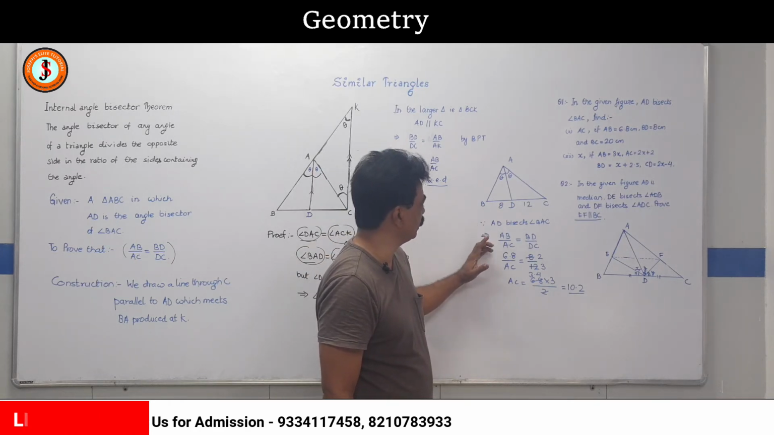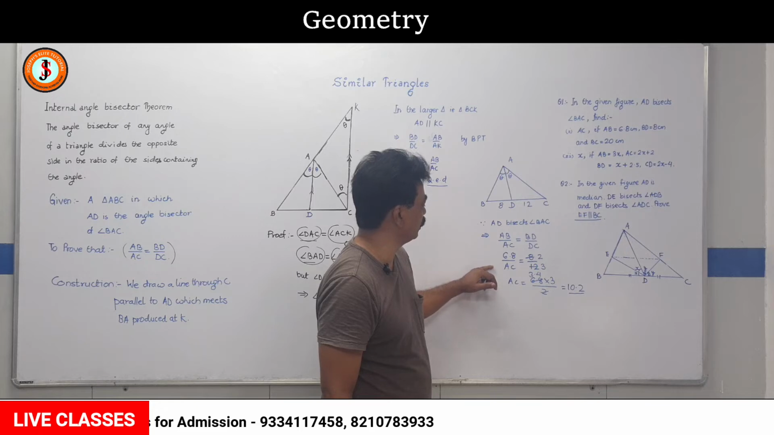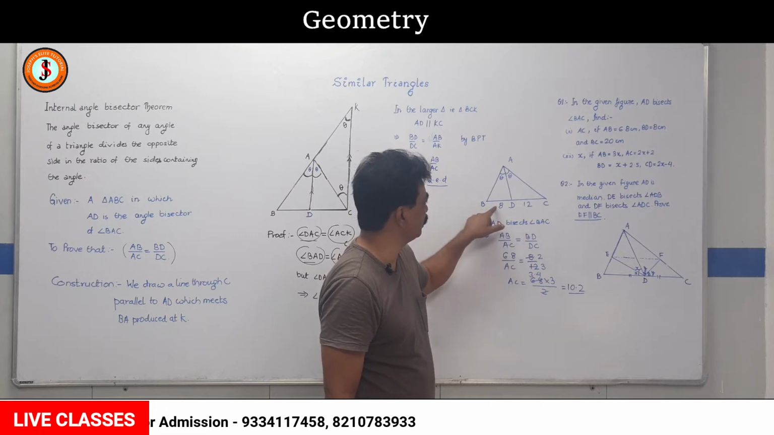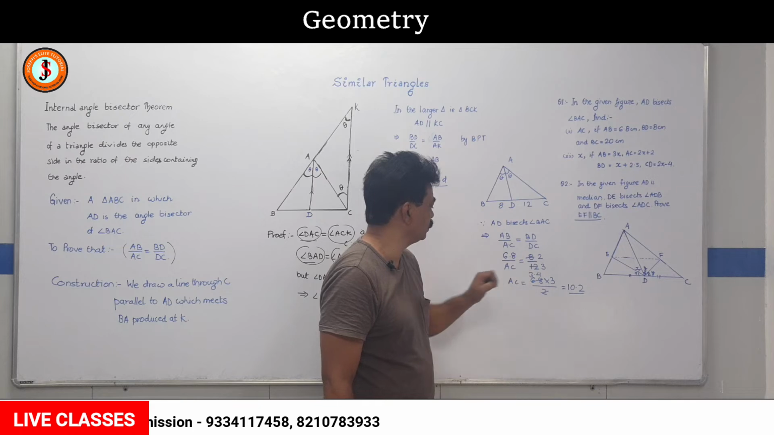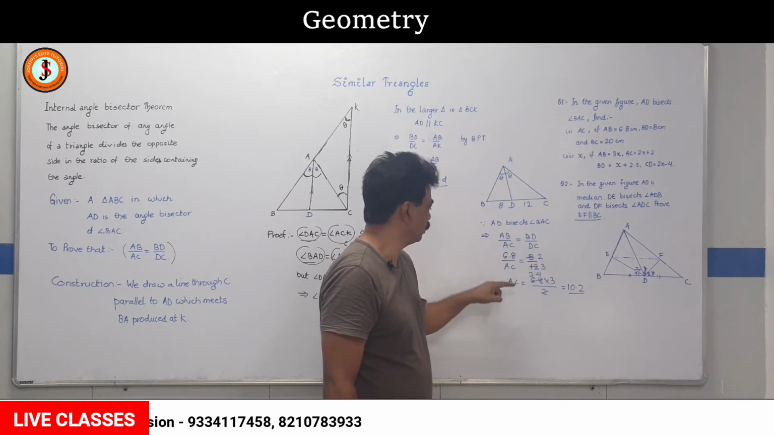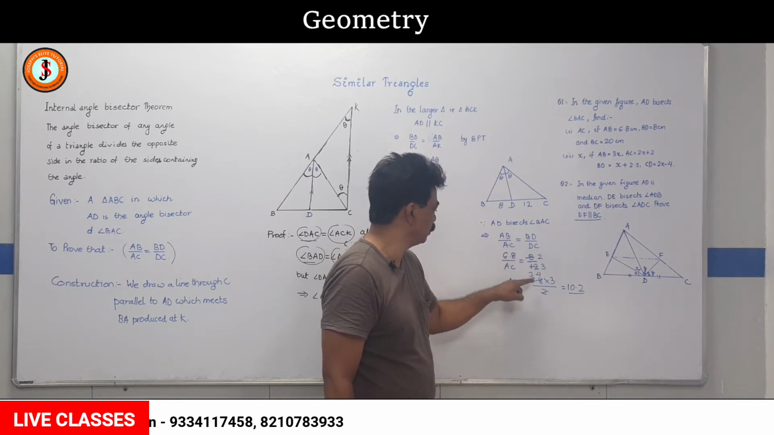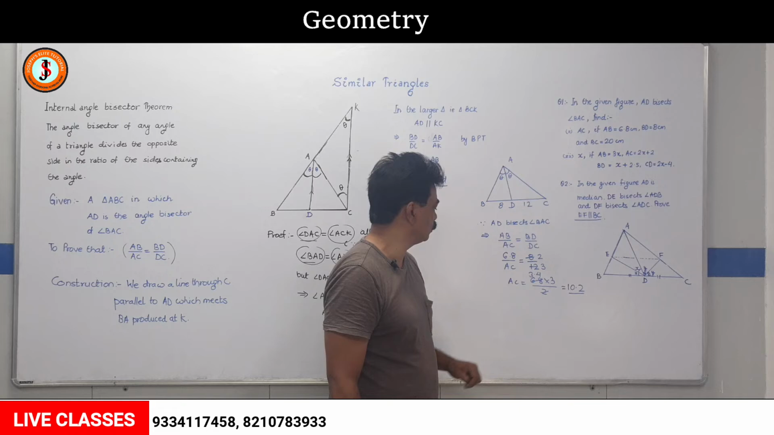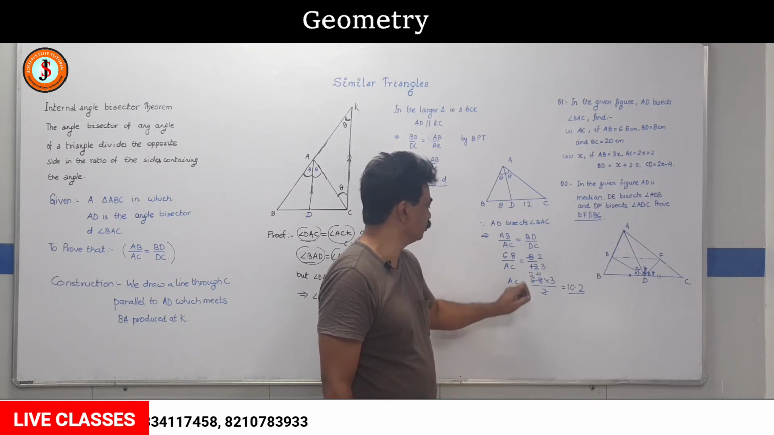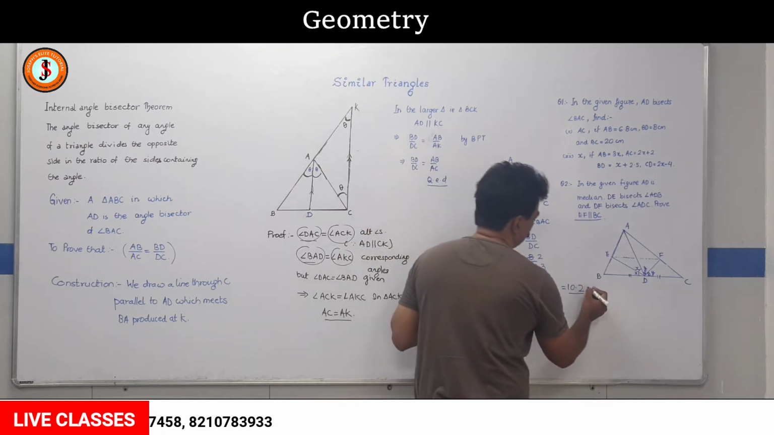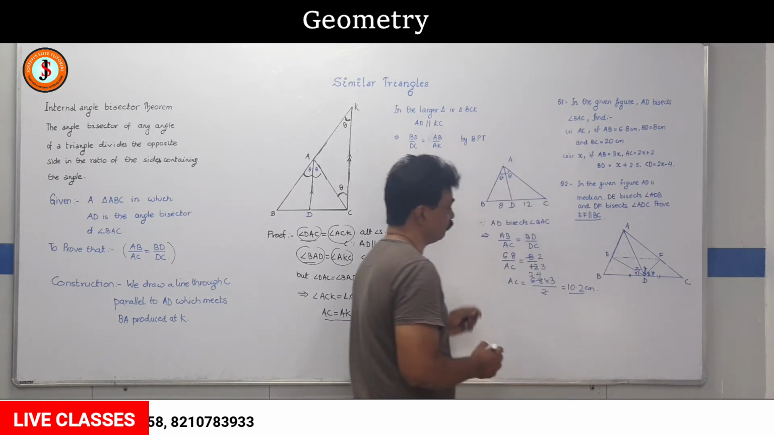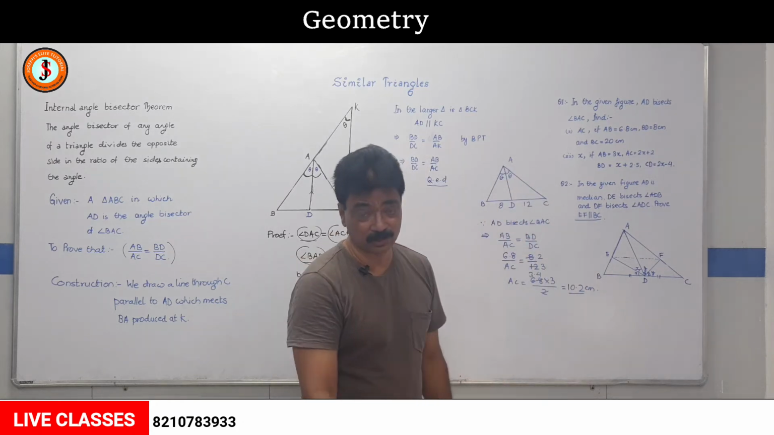AB is 6.8, AC is to be known, BD is 8 and whole BC is 20, so DC is 12. 4 2s are 8, 4 3s are 12. So 6.8 into 3 divided by 2 is equal to AC. 2 3s are 6, 2 4s are 8, 3 4s are 12, 1 3 3. So this is 10.2 centimeters. Alright, so done. Same way the second question can be done.